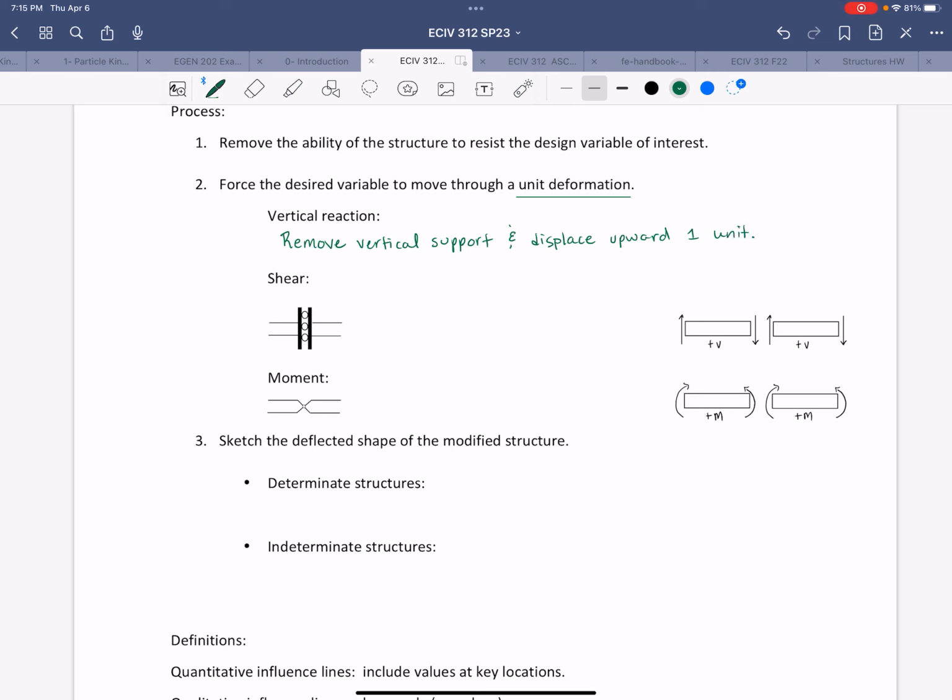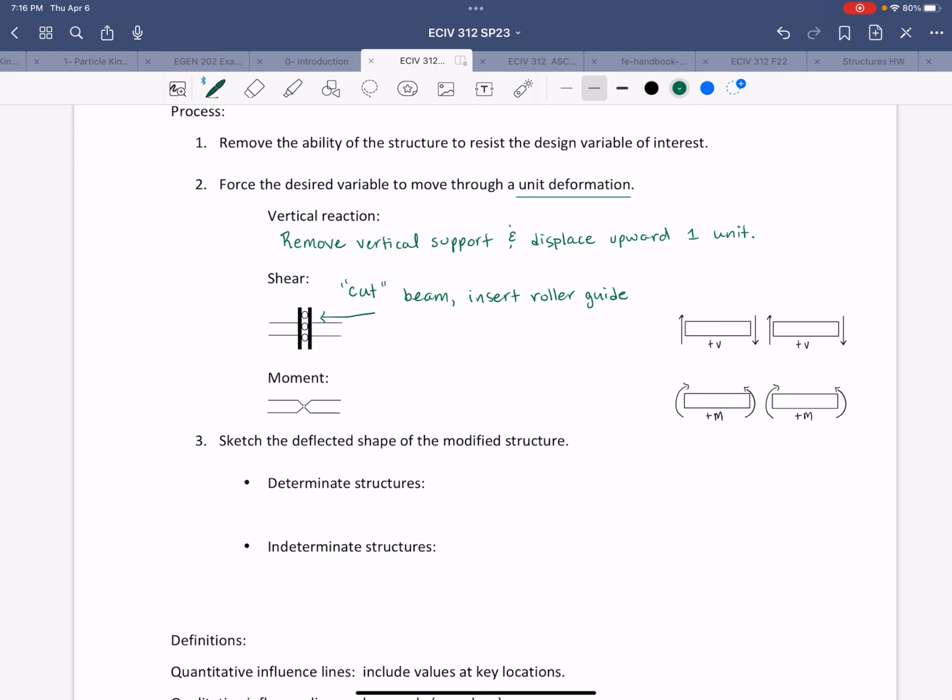For shear, we want to remove the ability of the beam to resist shear internally. So what that means is we're going to effectively cut the beam at the location of interest and insert this roller guide. So we're going to cut the beam and add the roller guide to that location.